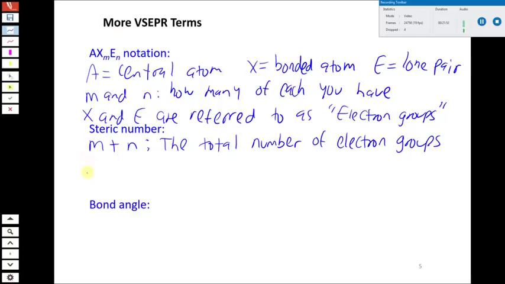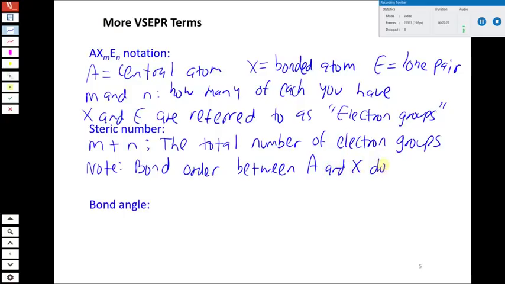And a note as we get started, so we don't cause any confusion: when we're counting electron groups, and especially X, these bonded atoms, the bond order between A and X does not matter. So whether A and X are attached by a single bond, a double bond, or a triple bond, we count X as one electron group. Doesn't matter how many shared electron pairs there are. The reason for that, if you're curious, let me finish writing my sentence and then go to the next one. So the bond order between A and X does not matter. X will always count as one electron group no matter what that bond order is.